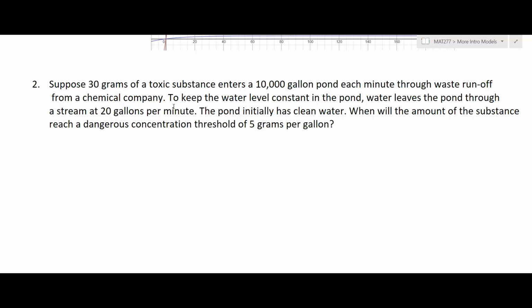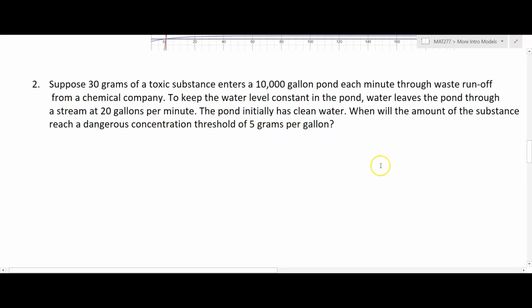So when we talk about tank problems, it doesn't actually have to be a physical container. It could be something like a lake or a river, or the human body can be thought about as a tank. So to keep the water level constant in the pond, water leaves the pond through a stream at 20 gallons per minute. The pond initially has clean water. When will the amount of the substance reach a dangerous concentration threshold of 5 grams per gallon?